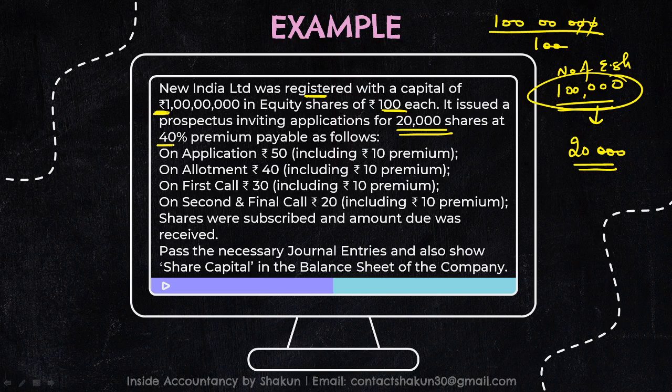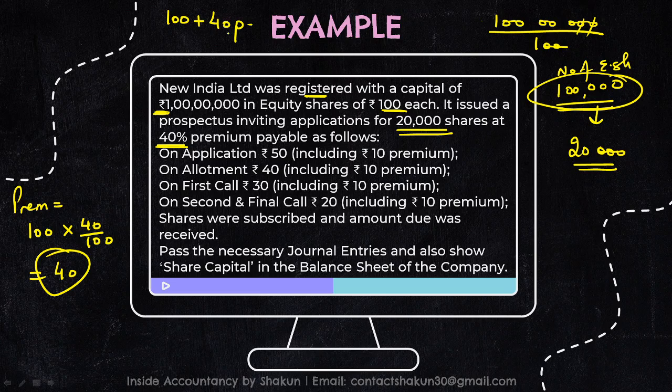At 40% premium, payable as follows. Now what is 40% premium? That means the face value is 100, and 100 into 40 upon 100 is equal to 40. So the face value is 100 and the premium is 40. So 100 plus 40, the shares were issued at 140. Now it is given payable as follows: on application 50 including 10 rupees premium.